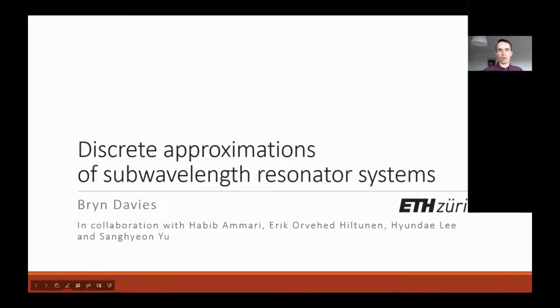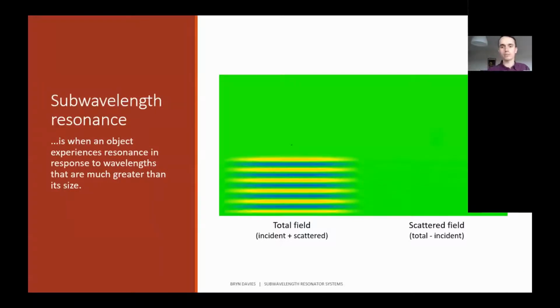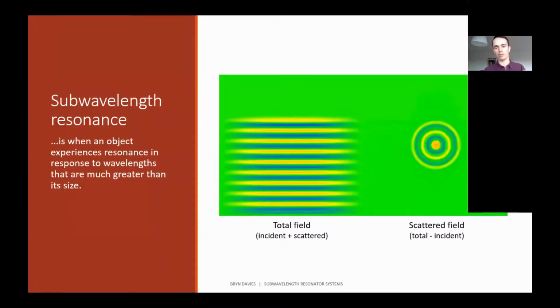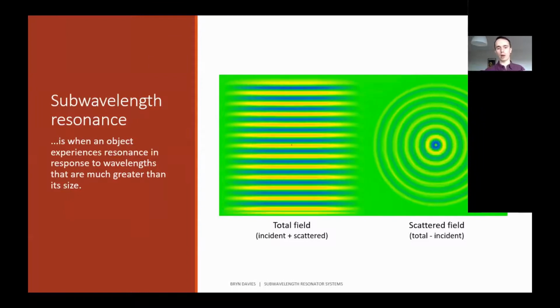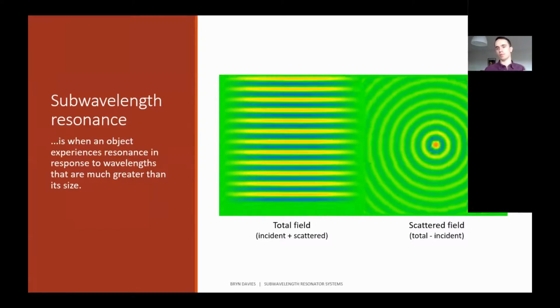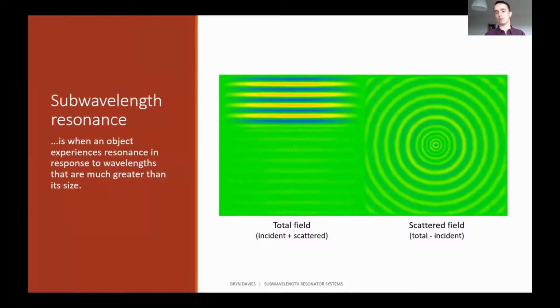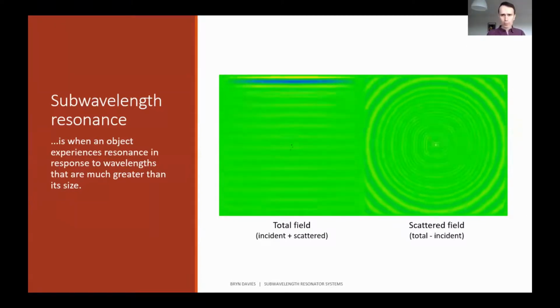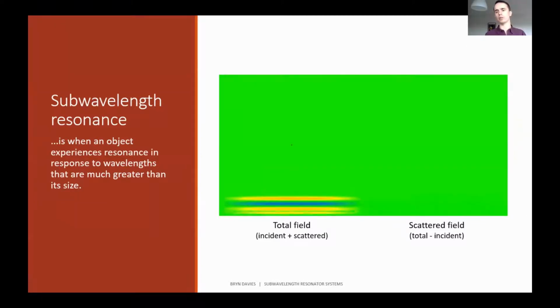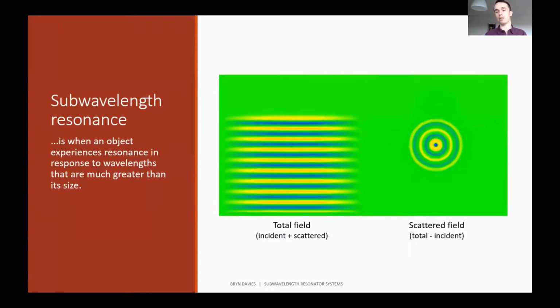So before I go into specifics, allow me to start by giving some context. We're interested in studying the occurrence of resonance in structures whose dimensions are much smaller than the operating wavelength. This is a remarkable and powerful and at times somewhat counterintuitive phenomenon, which requires the use of sophisticated mathematical techniques in order to understand it fully.